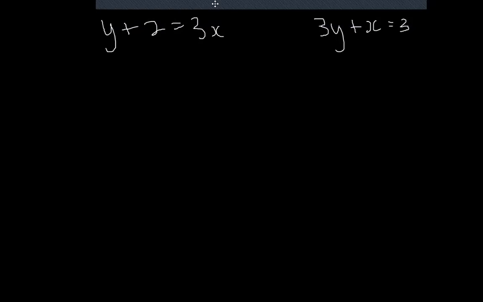Okay, now you try this one by yourself. y plus 2 is equal to 3x, and the other equation, 3y plus x is equal to 3. I want you to show that these lines are perpendicular. When you finish, private message me. So the answer is yes, they're perpendicular, or no, they're not perpendicular.